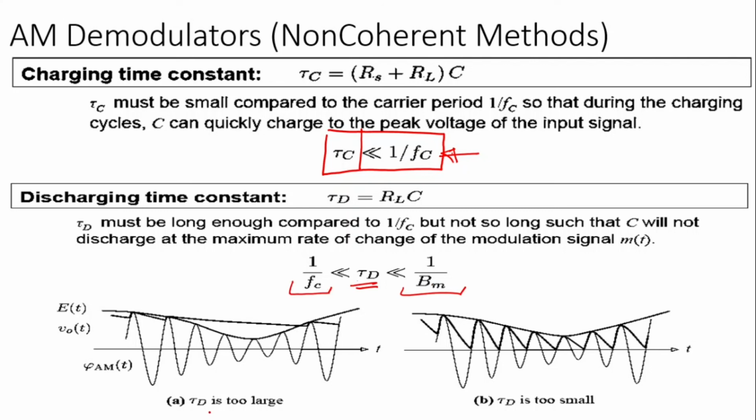So over here we have two scenarios which are actually undesired. So in the first case, part A, we have TD which is too large, that is the discharging time is too large, right? So we have these oscillations which are from the AM signal, right? So the capacitor is basically charging and discharging very slowly, right? So this is discharging very slowly.